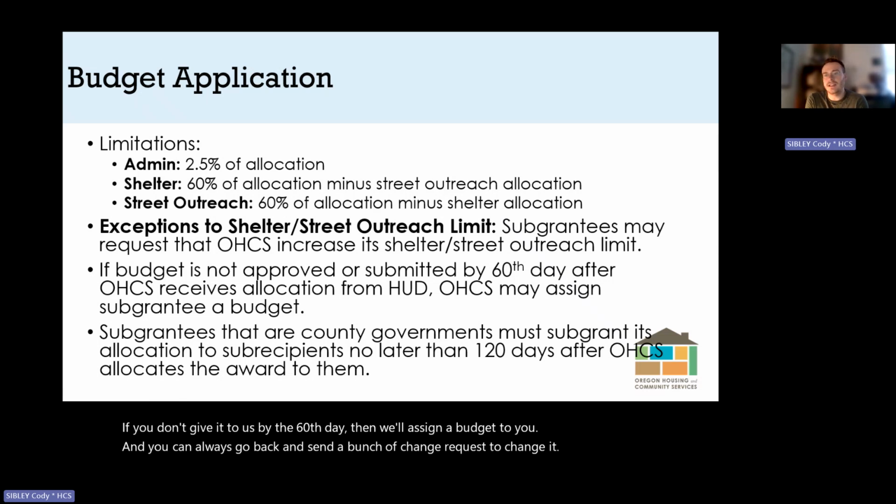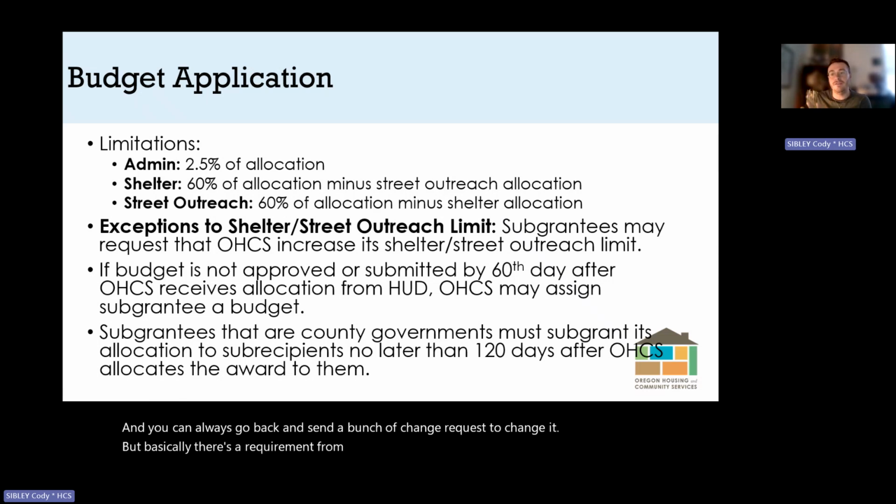But basically, there's a requirement from HUD that we have to obligate our funding, 100% of our funding, to subgrantees by the 60th day. So either tell us what you want the budget to be, or we'll have to assign it for you. I'll usually try to make it match whatever last year's budget allocation was, to the extent possible. If I can't for whatever reason, then I'll let you know.